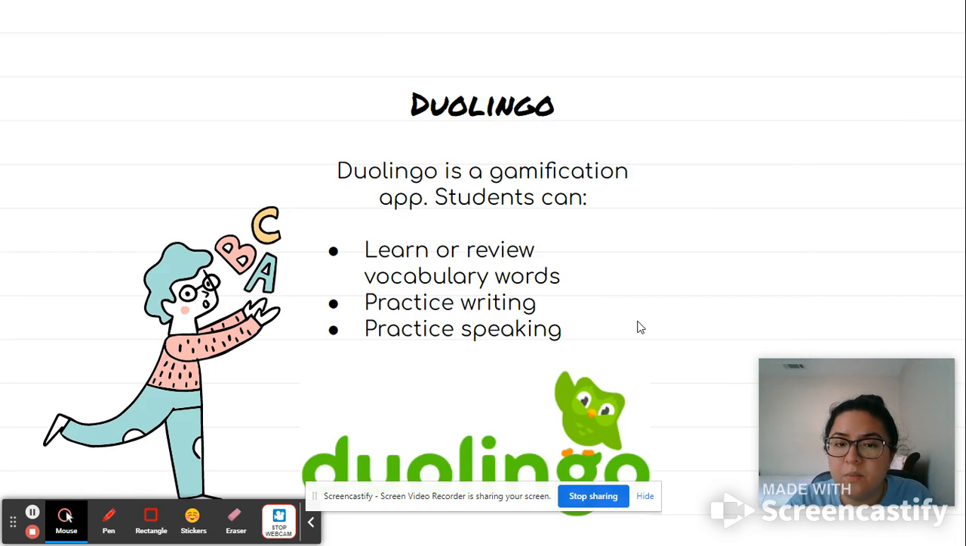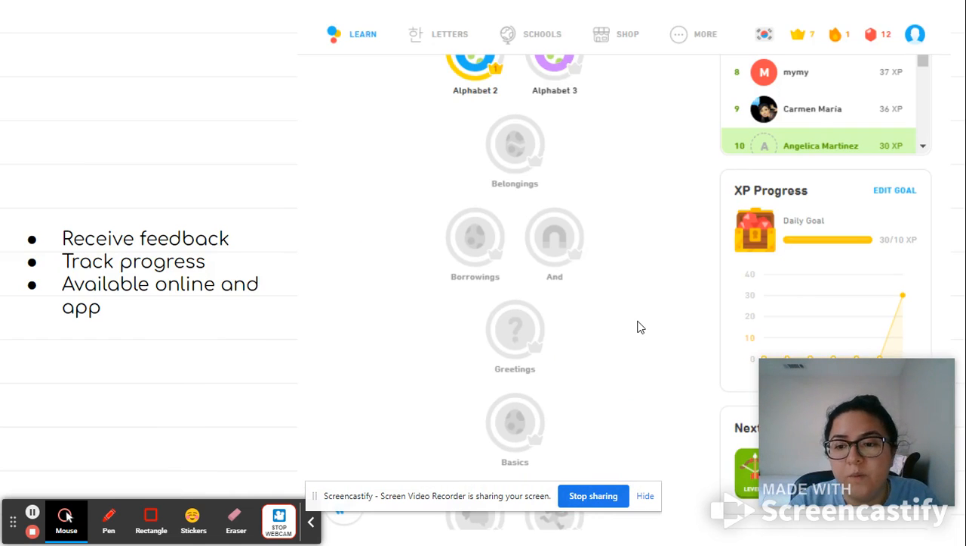This is actually what I use in my classroom. The reason why I enjoy using Duolingo is because they're able to learn or review vocabulary words, they're able to practice writing and speaking, and also listening. This is the student's view of Duolingo. You can see that on this one, I have Korean instead of Spanish. The reason why I do different languages is to see if it will be challenging for my students. I did a few activities with this one, and I noticed that it was a bit challenging. So I think my students would enjoy that.